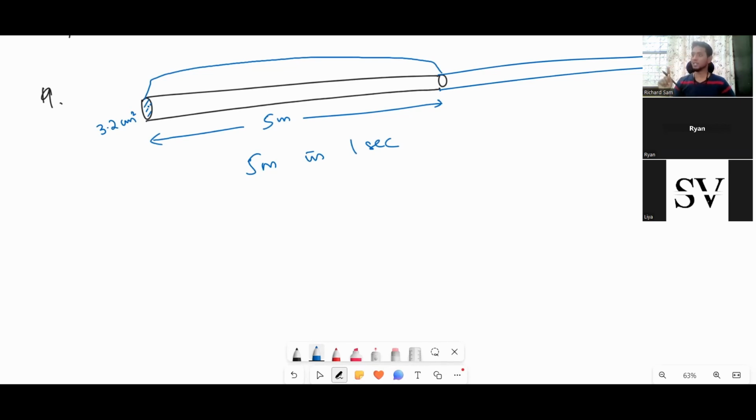Understanding the question is very important. Volume means the amount of water in this 5 meter long pipe. They didn't say it as a 5 meter long pipe. They said the water is flowing at a speed of 5 meters per second. But from that, what we understood is in 1 second, the length of water in that pipe which is flowing out is 5 meters.